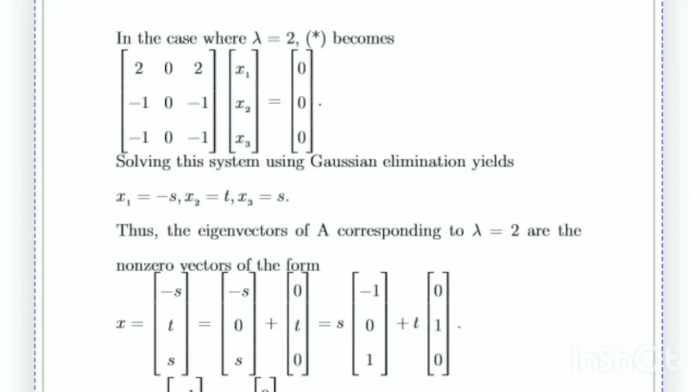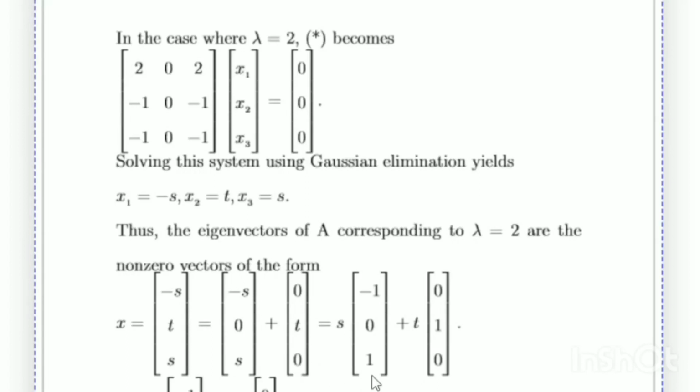So (minus s, 0, s) and (0, t, 0) are the eigenvectors. So (minus 1, 0, 1) when s equal to 1, and (0, 1, 0) when t is equal to 1. These are linearly independent vectors. So corresponding to lambda equal to 2, you will get 2 eigenvectors since lambda is a double root.